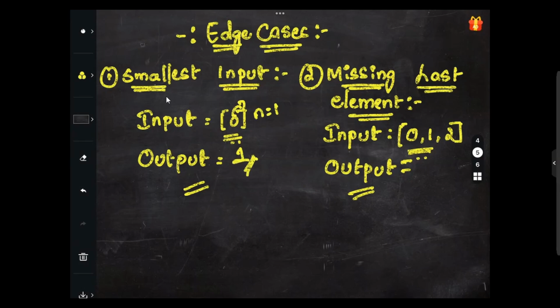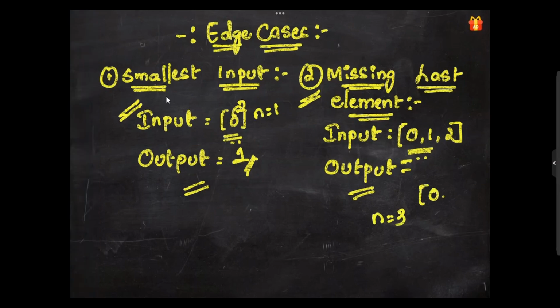So this is for the edge case, smallest input. Let's go with the second case here. Yeah, second edge case, missing last element. We have 0, 1, 2. So n equals 3. We have already done this one. Here 0, 1, 2 we have.